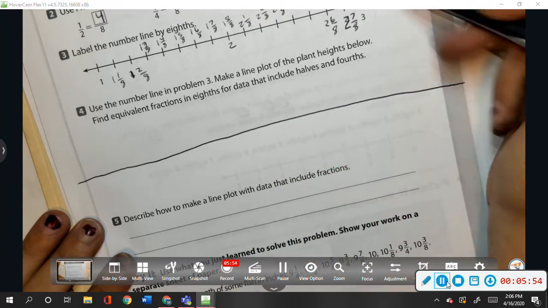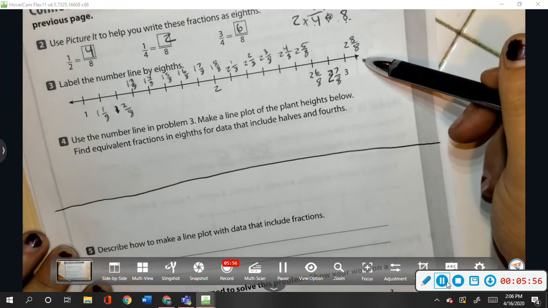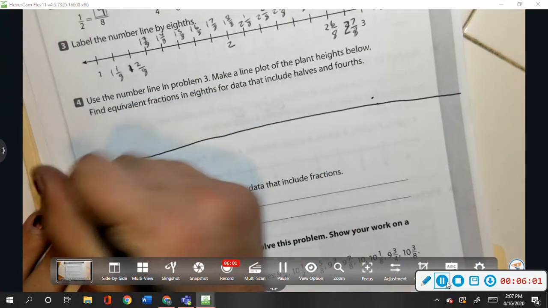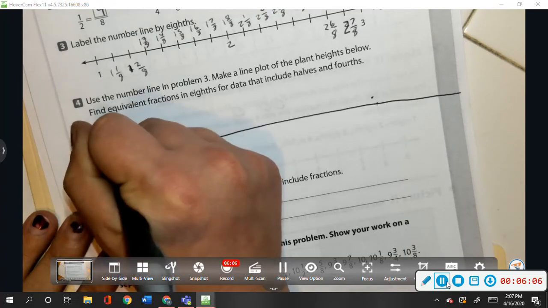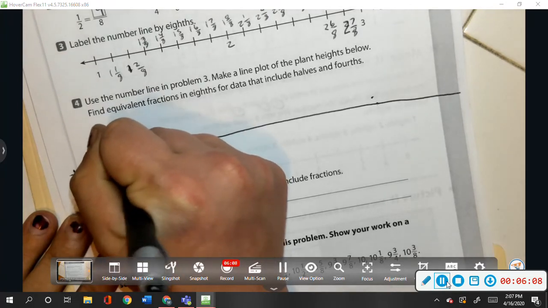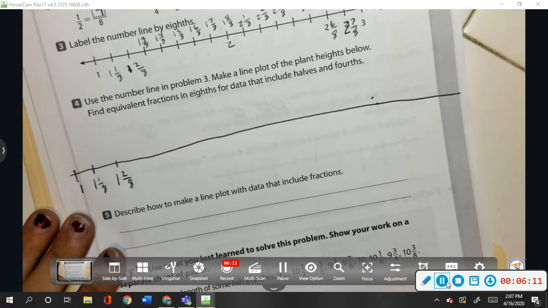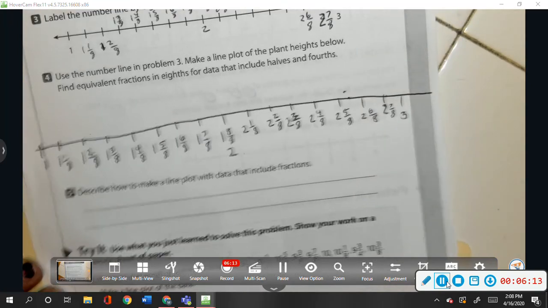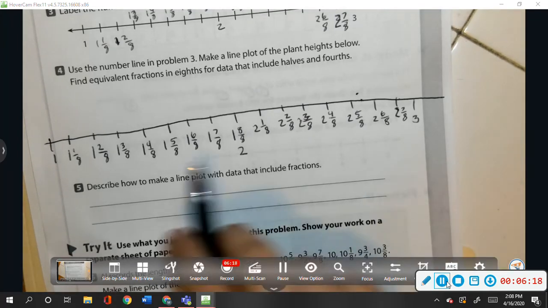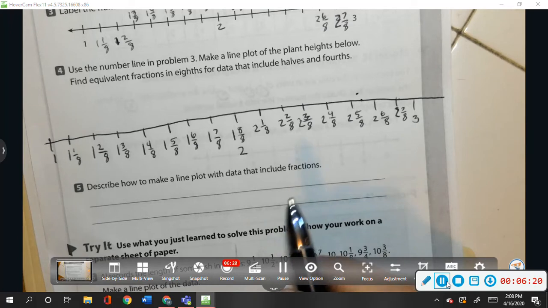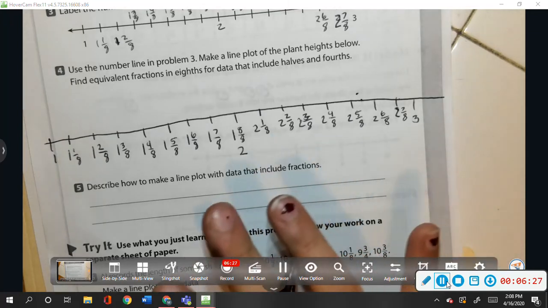And we're just going to move this number line onto this line plot. I'll show you. We're going to start with 1, and then we have 1 and 1/8, 1 and 2/8, and I'll pause so I can finish this real quick. And there we have our line plot. If you need a little bit of extra time filling this out, just pause the video and restart it when you are ready.